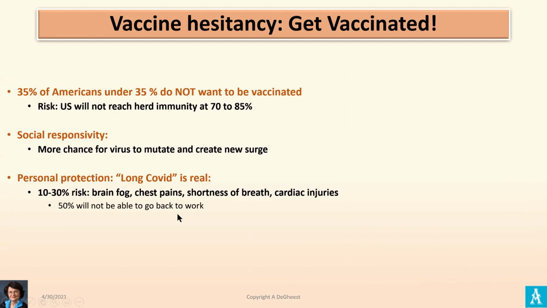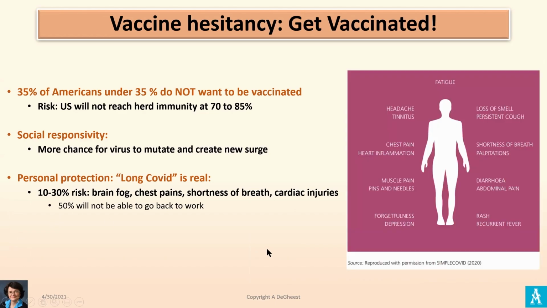And I think this is what I'm going to spend a bit more time on, is that people need to be concerned about their personal protection. Long COVID is real. There's a 10 to 30% chance that you will develop brain fog, chest pain, shortness of breath, cardiac injuries for life or for at least a year. It is expected right now that 50% of those people will not be able to go back to full-time work. And so we create a new class of disabilities. I'm going to spend a bit more time on that.